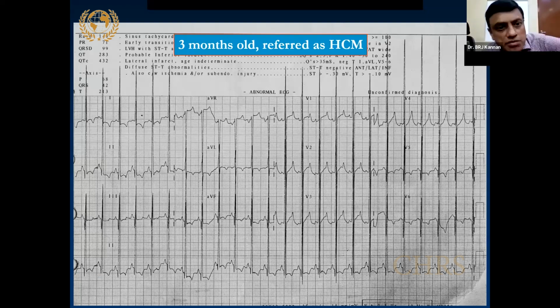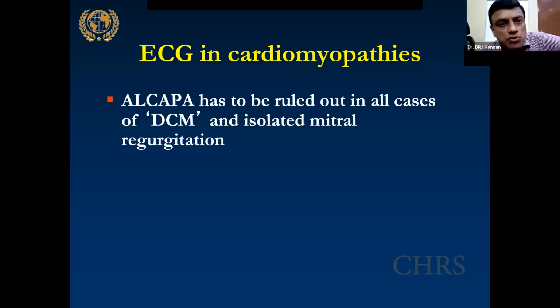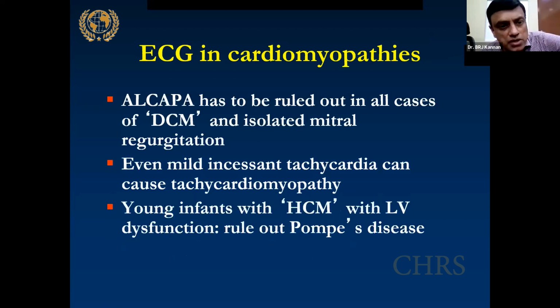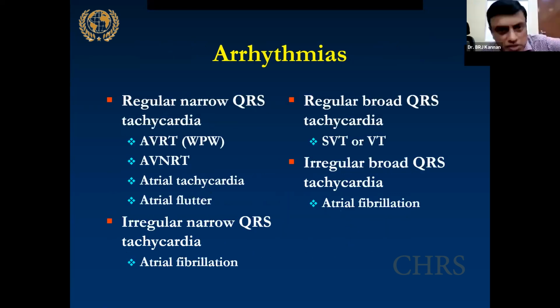So, ECG in cardiomyopathies: ALCAPA has to be ruled out in all cases of DCM and isolated mitral regurgitation. Even mild innocent tachycardia can cause cardiomyopathy. In young infants with hypertrophic cardiomyopathy with LV dysfunction, please rule out Pompe's disease. Arrhythmias are going to come back subsequently.